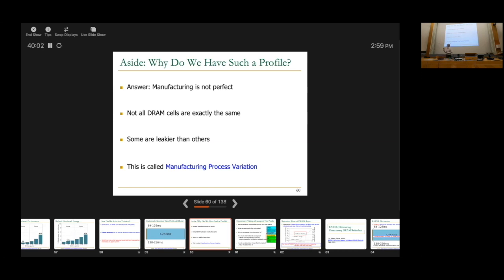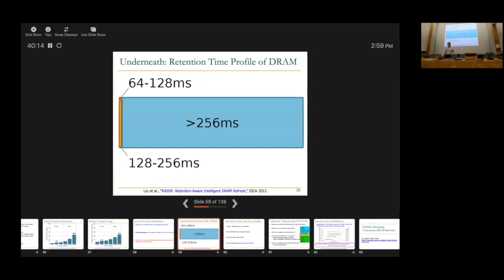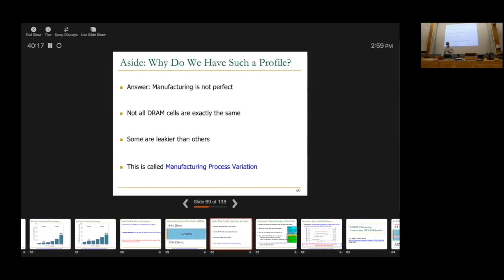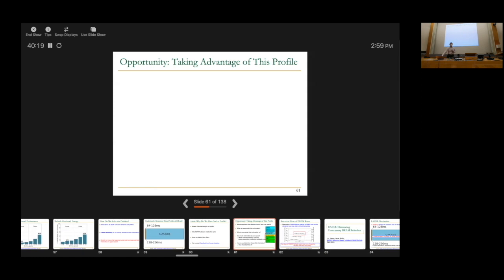Especially manufacturing at nanoscale levels is not perfect. When you're putting a capacitor that's on the order of nanometers, like less than 10 nanometers, then you actually get a lot of variation like this. So that's why you have this profile that I showed you earlier. Make sense? Okay. So now, maybe you can take advantage of this profile, right?